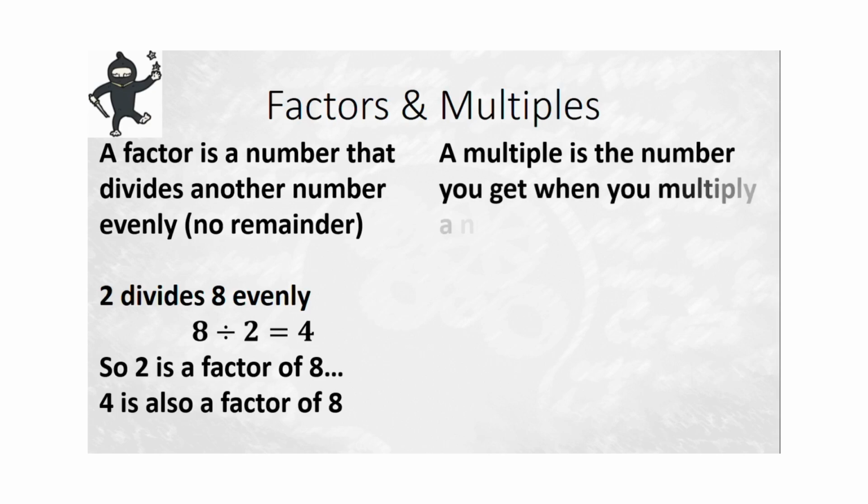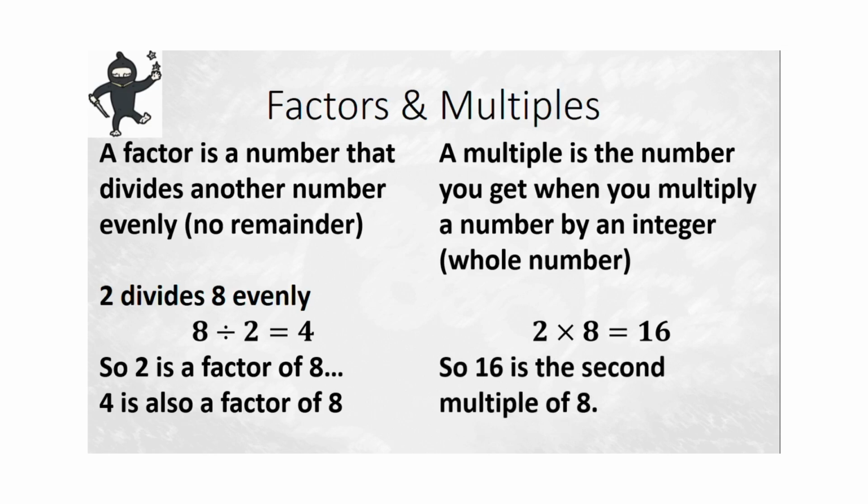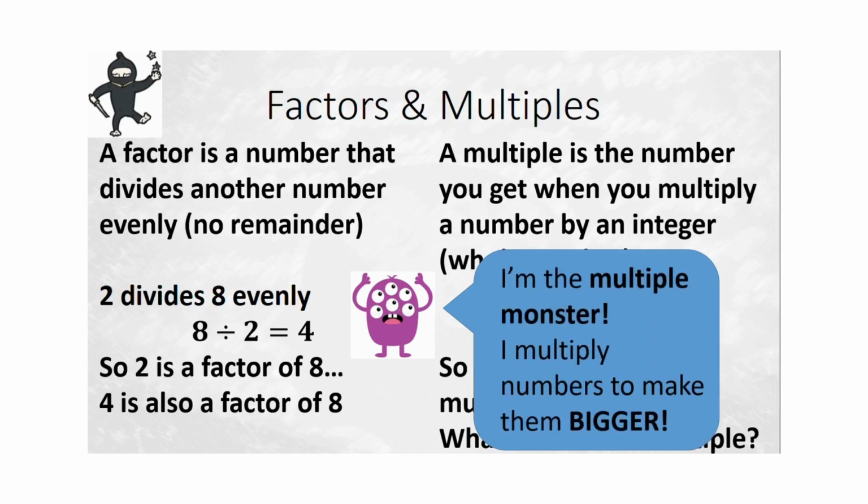And a multiple is the number you get when you multiply a number by an integer. And an integer is a whole number. So like 3, 4, 5. 2 times 8 equals 16. So 16 is the second multiple of 8. It's the second because we multiplied it by 2. So what is the third multiple of 8? We'll find out later. I'm the multiple monster. I multiply numbers to make them bigger.